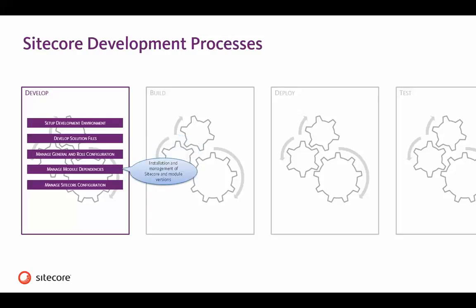Then we need to manage module dependency. We need to make sure that the developers are running on the same version of Sitecore. We need to make sure that they're running on the right version of email marketing or email experience, the email experience platform, and so on. And then of course we need to manage Sitecore configuration. We need to change templates and layouts. We need to make sure that those changes go into version control along with the files that we develop.